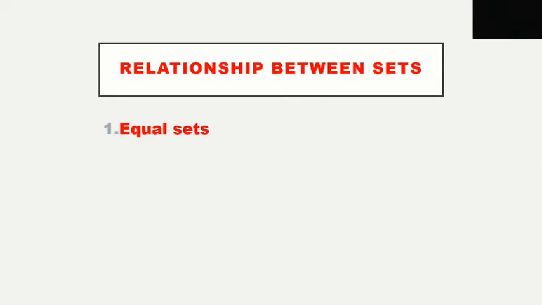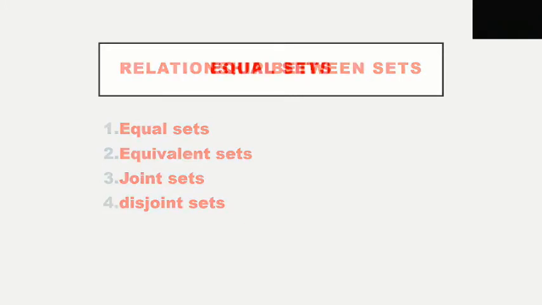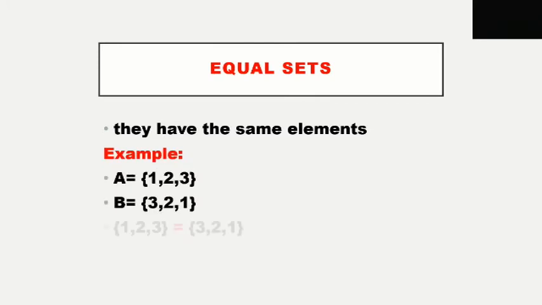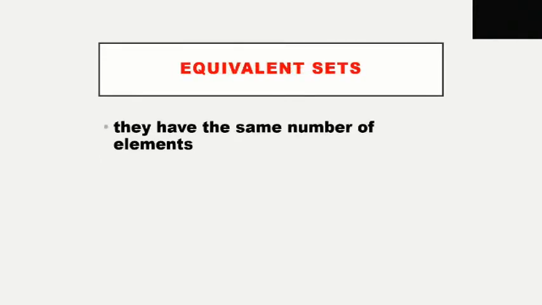The relationship between sets. Number 1: equal sets, equivalent sets, joint sets, and disjoint sets. Equal sets are sets that have the same elements. Example, set A is 1, 2, 3, set B is 3, 2, 1. Since we have the same exact elements, it doesn't matter if they are arranged differently as long as you have the same elements.